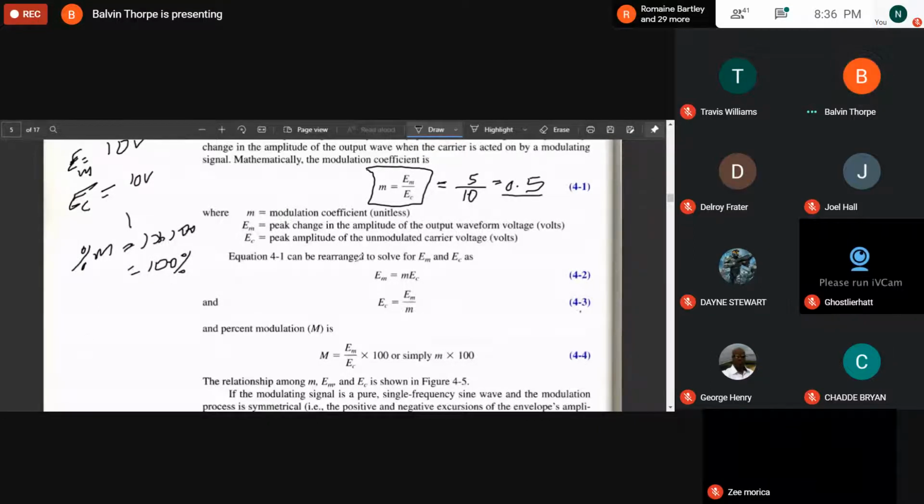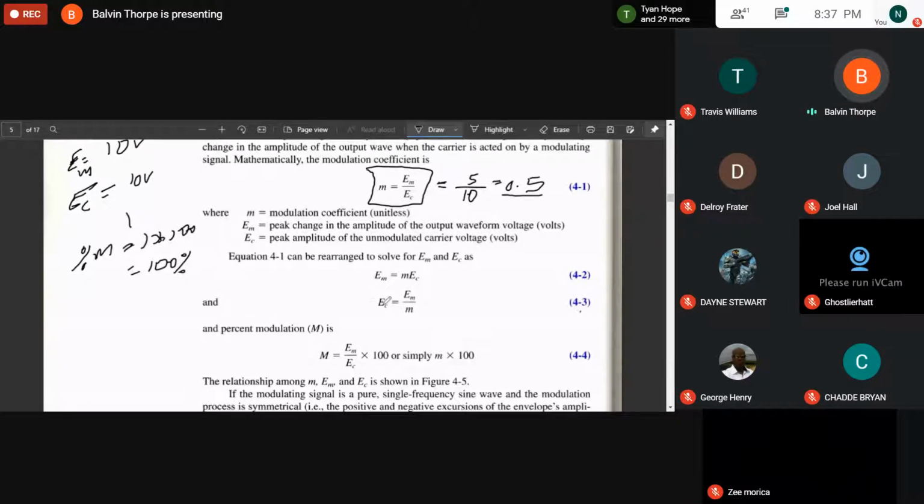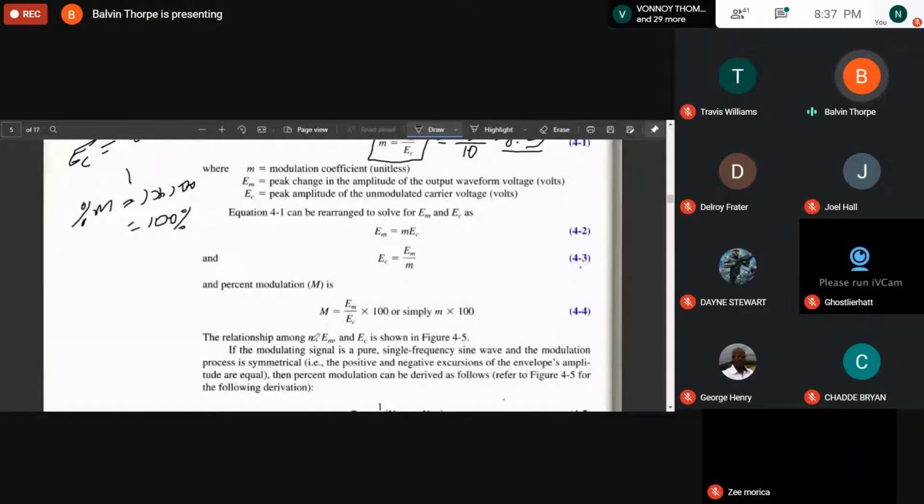So obviously, if we have this equation here, we could do a transposition as we have done here. If we know the modulation index and we know the amplitude of the carrier, we could find what the amplitude of the information signal is. And vice versa, if we know the modulation index and we know the amplitude of the information signal, then we could find the amplitude of the carrier signal. And as I mentioned before, percent modulation for AM, because it's different for FM.